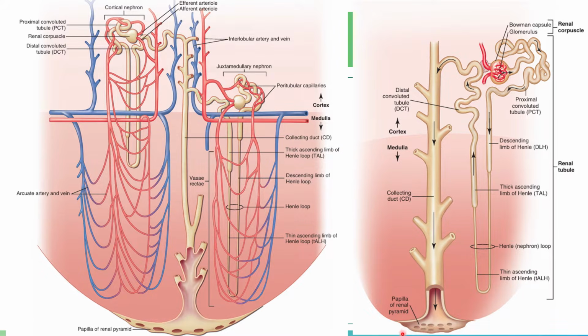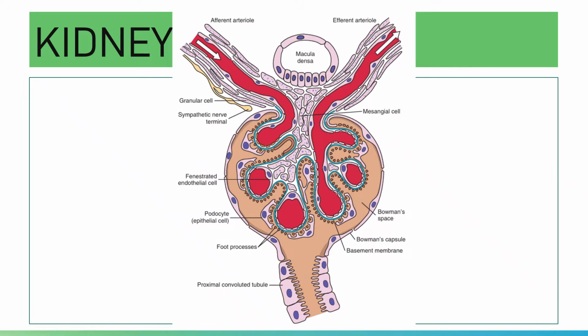This is accordingly the area cribrosa of your renal papilla. This one actually is an illustration of a renal corpuscle. You have here your glomerulus and then the Bowman's capsule. This is your vascular pole.